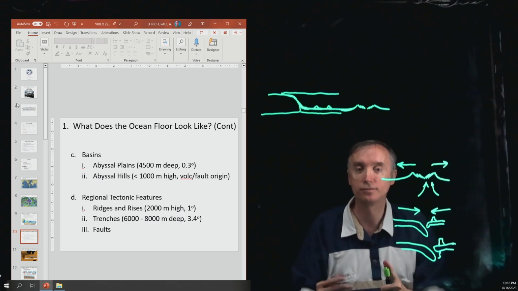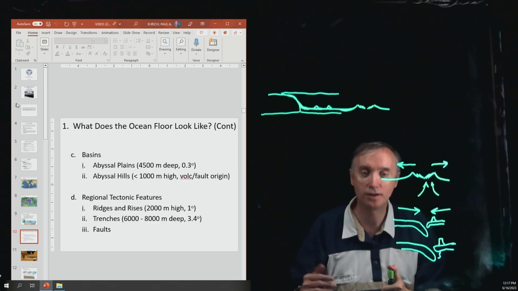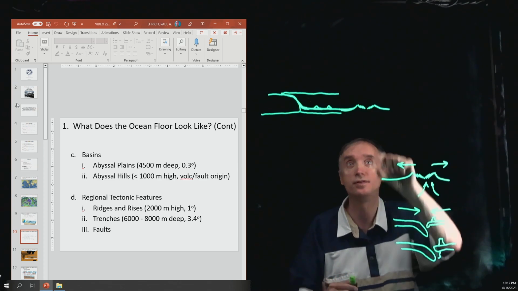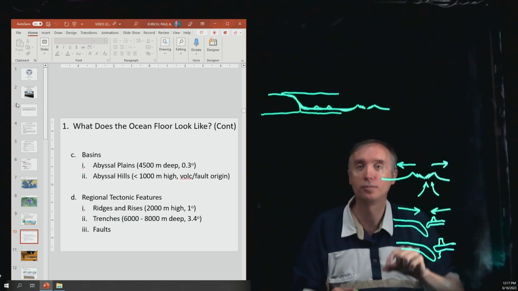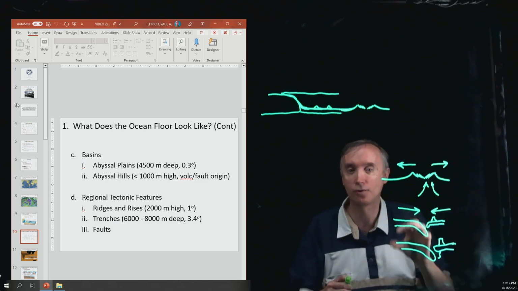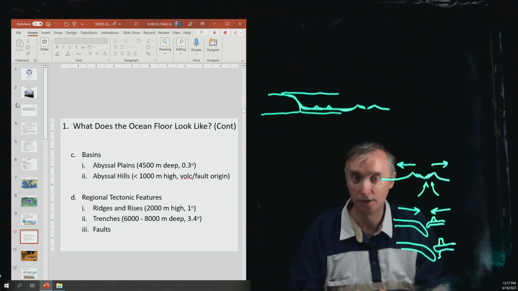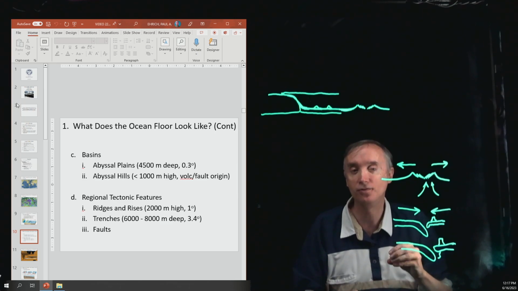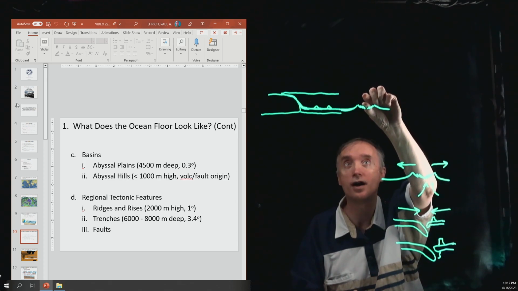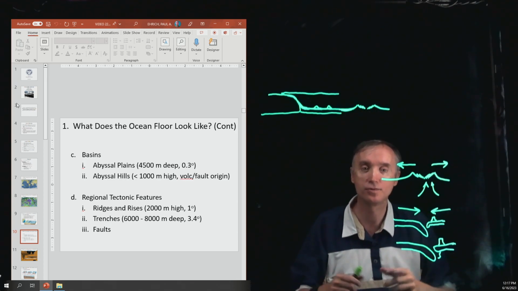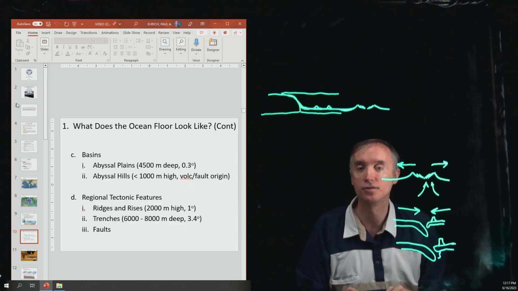So that's roughly speaking about 6,000 feet, which is roughly a mile. So the distance from here up to here is about 1 mile. But remember that the depth of the ocean is 4,500 meters deep. So that means there's still 2,500 meters of water on top of this. That's the reason why you normally don't see those mid-ocean ridges.